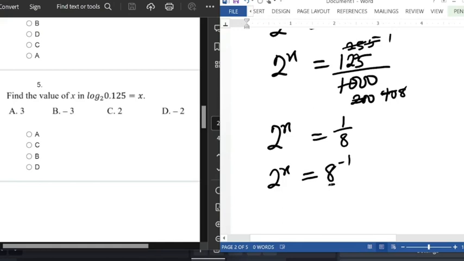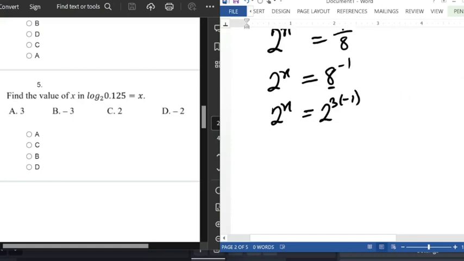So we reduce this one to the base of what? 2. So that's going to be 2 raised to x equals 2 raised to 3 raised to minus 1, because we have minus 1 there already before. So that's going to be 2 raised to x equals 2 raised to what? Minus 3. So these 2, we cancel these 2. So therefore, x equals what? Minus 3. I hope that is very clear. So that is option B there.